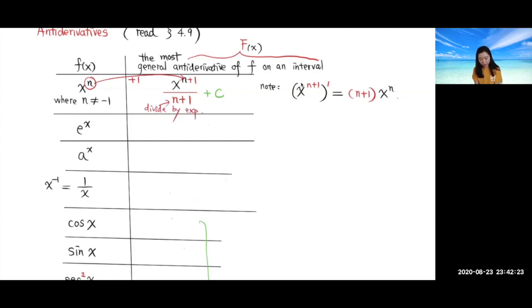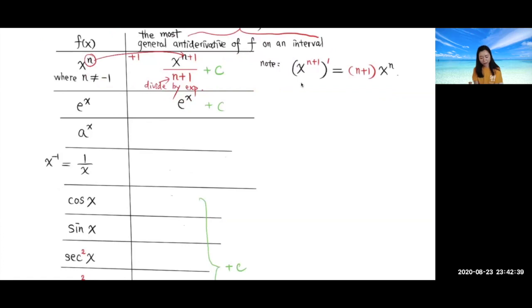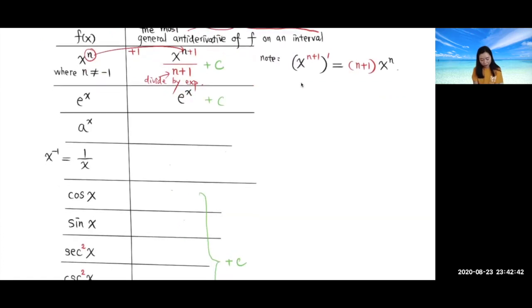Now what about e to the x? Well, e to the x when you differentiate is always e to the x. So when you reverse it, when you take the antiderivative, again it is e to the x, plus c, because that's the most general antiderivative. Okay, a to the x. When you differentiate a to the x, you get a to the x times Ln of a. So to reverse the multiplication by Ln of a, we need to divide by Ln of a. So it's a to the x divided by Ln of a plus a constant.